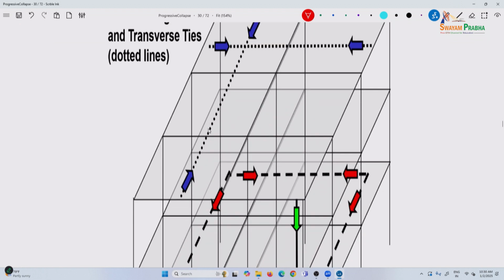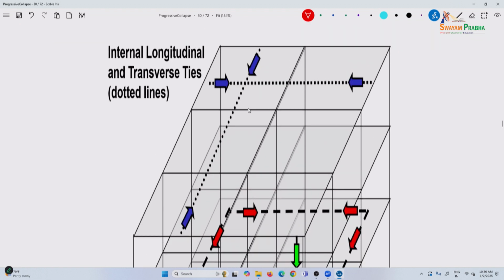So here is what we will focus on, and we will do a problem later on here. Internal loading and transverse ties. These are the types of ties. The first one is internal ties. Ties are nothing but reinforcement.